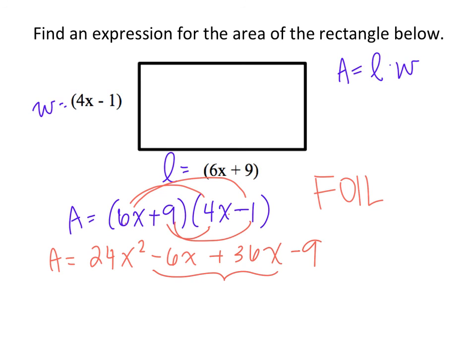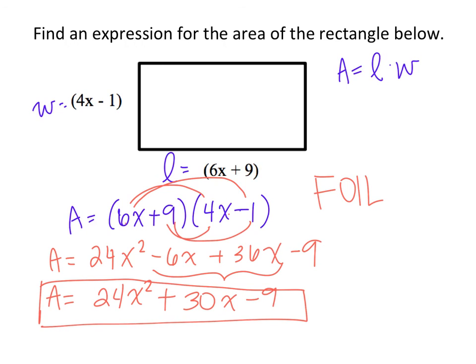Combining like terms, we have these two x's in the middle. Negative 6 plus 36 is going to give us 30x. That's a positive 30x. Then I'll just copy down these two, 24x squared plus 30x minus 9. So our expression for our area is this. And we're not given any units, so we're okay, and we don't have any actual numbers, so I can just give the expression. 24x squared plus 30x minus 9.